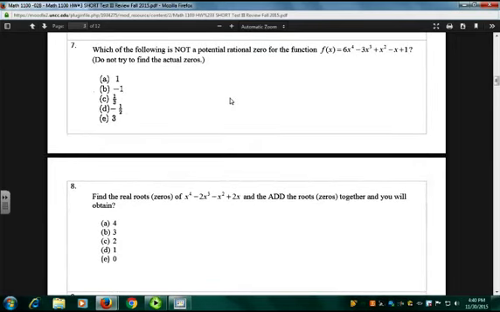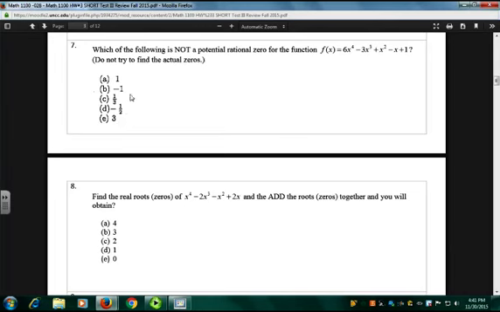Remember that P over Q rational root theorem I talked about? P are the coefficients of a0. Q are the coefficients of an, the leading coefficient. What are the factors of 1? What are the numbers that divide 1? 1 and negative 1. What are the numbers that divide 6? 1, 2, 3, and 6. Plus or minus, of course. So the P's over Q's are the plus or minus 1s divided by the plus or minus 1, 2, 3, and 6.